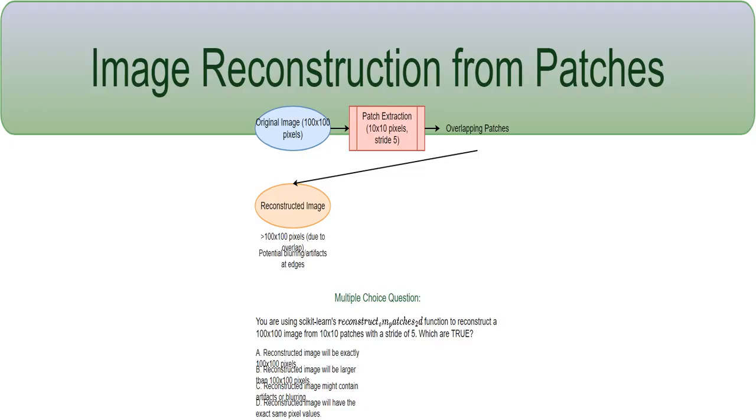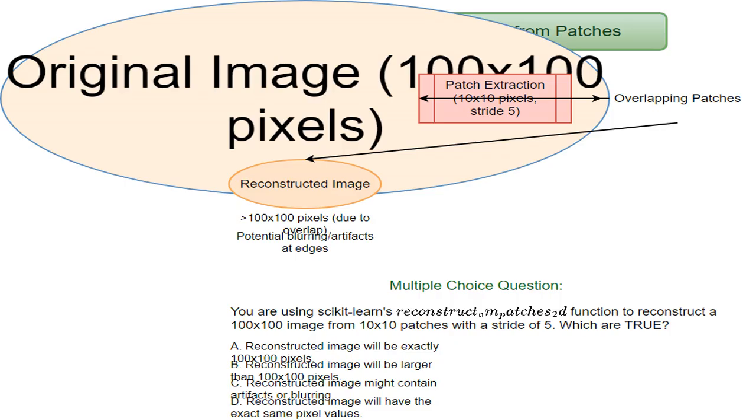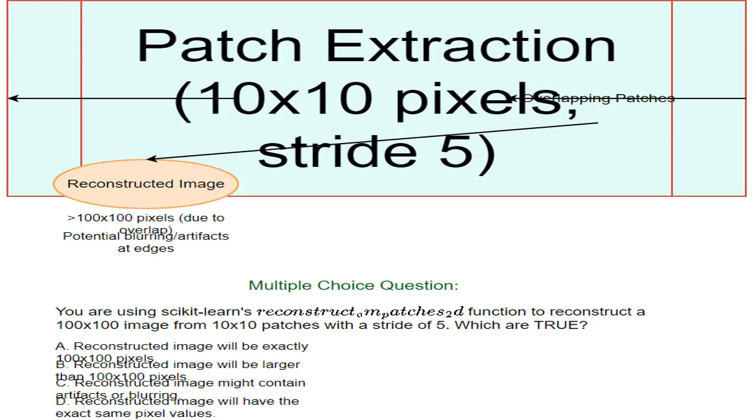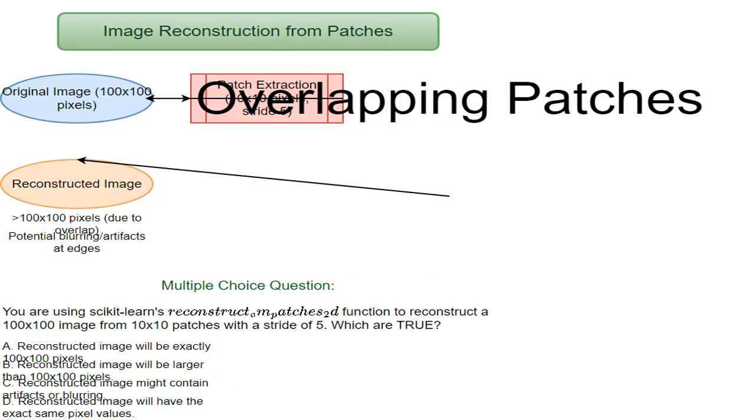I'm reconstructing an image from smaller pieces called patches, like putting together a jigsaw puzzle. Imagine a square image, 100 pixels wide and 100 pixels tall. That's our starting point. I'm cutting the image into smaller 10 by 10 pixel squares. The stride of 5 means each square overlaps the next one by 5 pixels, like tiles slightly shifted on a floor. The overlapping of the 10 by 10 pixel patches is key here. This overlap is what is going to affect the reconstructed image's size and quality.